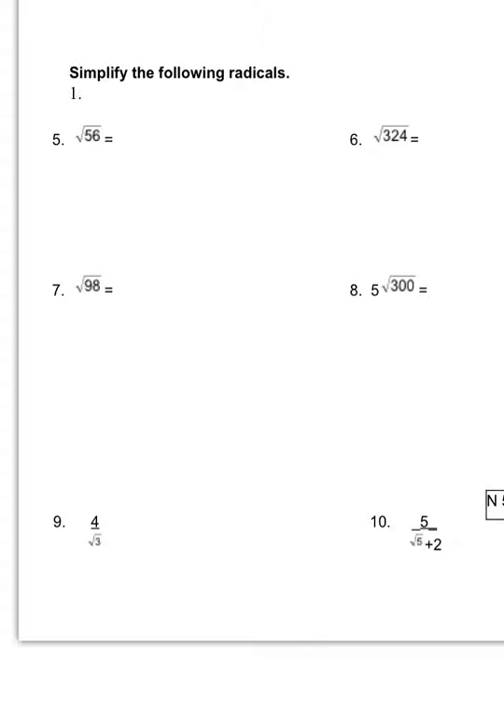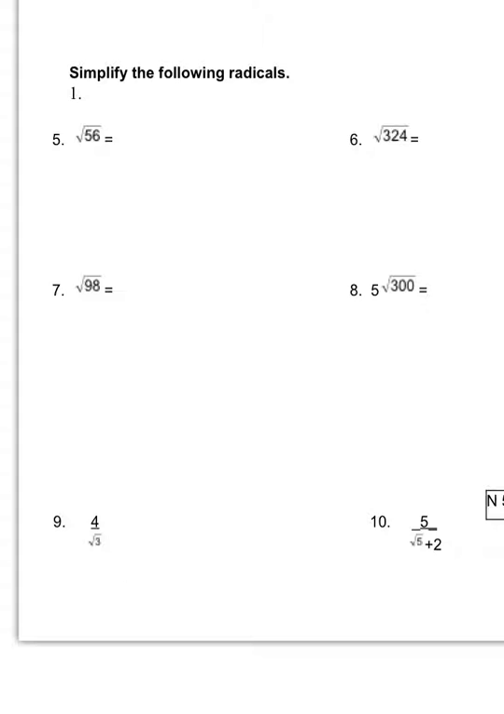When you're simplifying a radical, you're first checking to see if it's a perfect square. If it's not a perfect square, then you're going to use the factor tree. So on number 5, 56, if you take the square root of 56, you're not going to get a whole number, so we're going to use the factor tree.